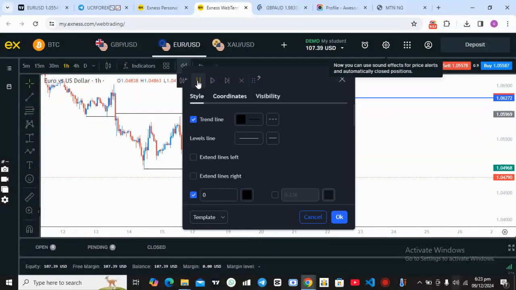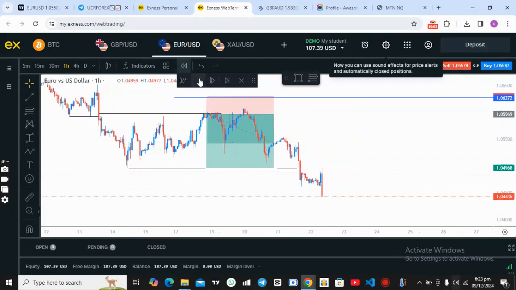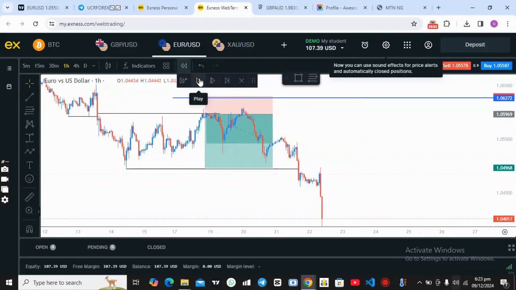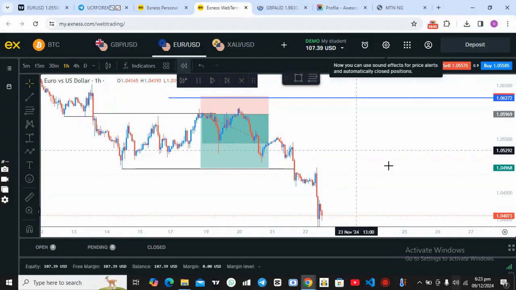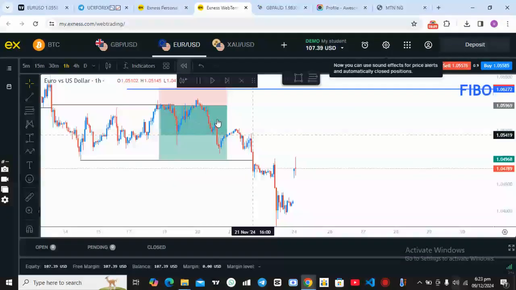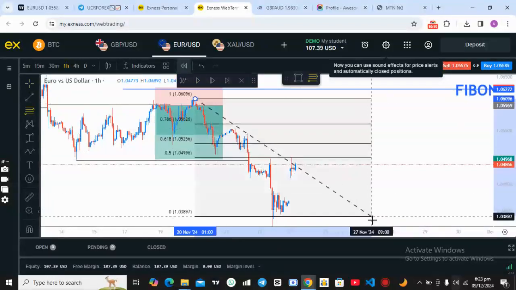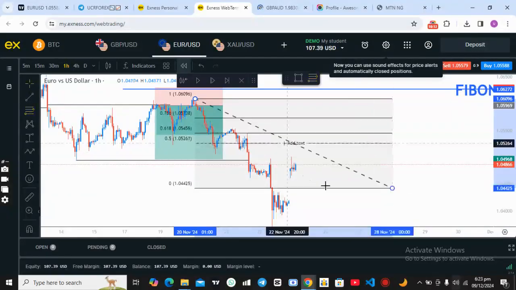I need to wait for price to start correcting back. So then I play price forward again. Price is not coming back anywhere. It's still selling, and it's a little bit far from that zone. So now price is coming back, right? So what are we going to do? We plot our Fib from the high down to that low.